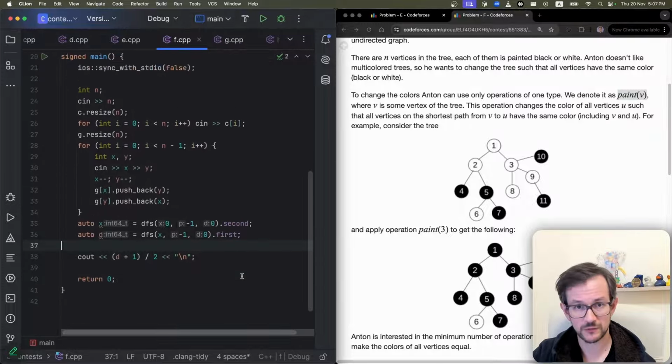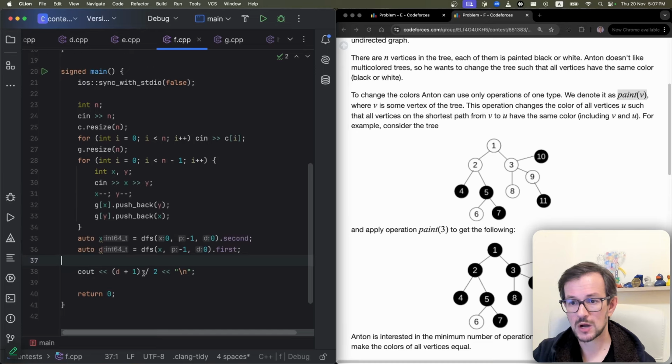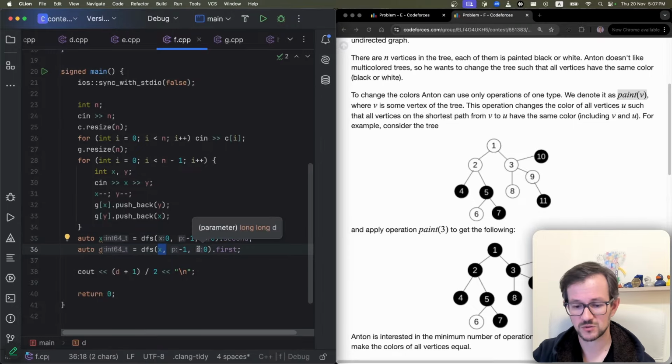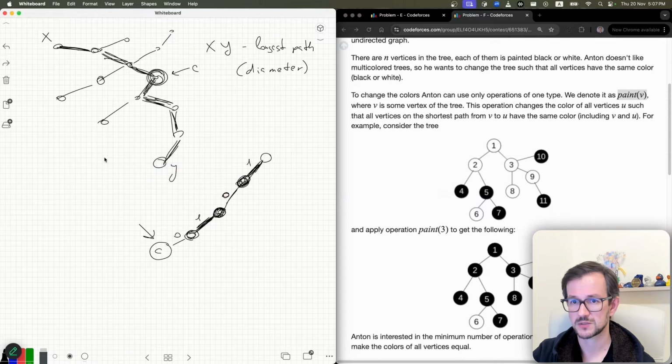I just find the diameter of the graph with these weights. So how do I find the diameter? There are many ways to find the diameter. I usually do it like this. I start from node 0, find the farthest node. Then starting from this farthest node, find the second farthest node. So I just run DFS twice.